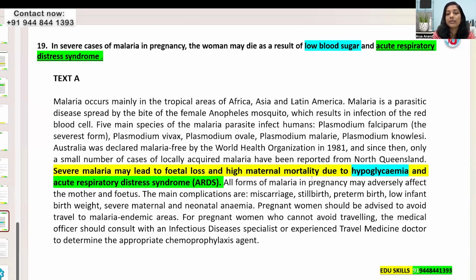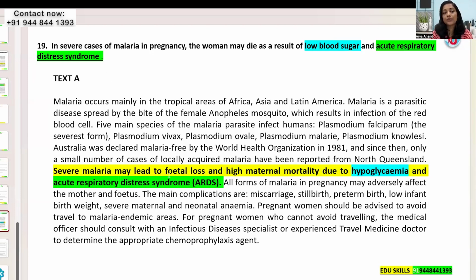High maternal mortality means what? Here, woman may die. That means the pregnant woman, right? In severe case of malaria in pregnancy, they have mentioned the pregnant woman may die. That means maternal mortality. Due to what? Due to means as a result of. Hypoglycemia. Hypoglycemia means what? Low blood sugar, right? And here they have mentioned acute respiratory distress syndrome. So acute respiratory distress syndrome is your answer, right? They just paraphrased the sentence.